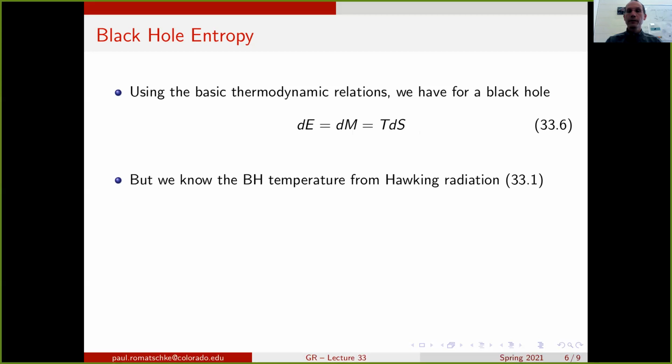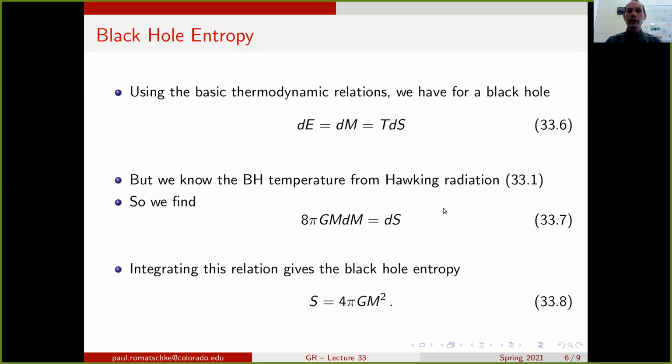If you plug this in, then we find that the change in entropy, dS, is equal to the inverse temperature, 8 pi G m, times dm. Now we can integrate both sides of this equation and find the relation for the black hole entropy. The entropy of a black hole is given by 4 pi G times the mass of the black hole squared.